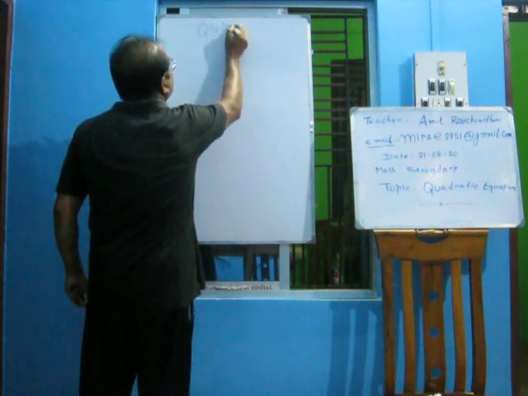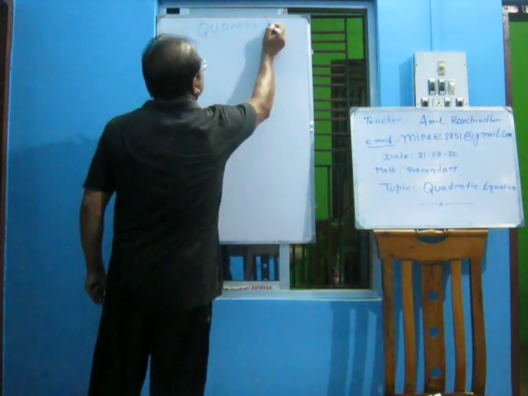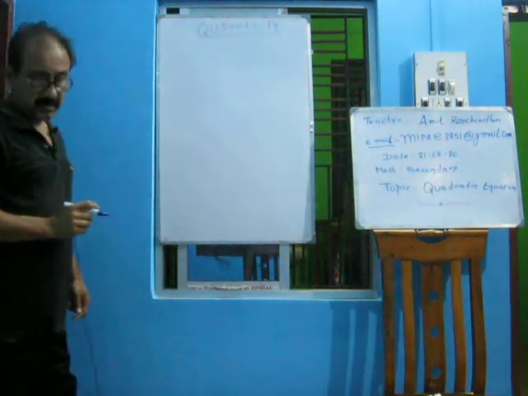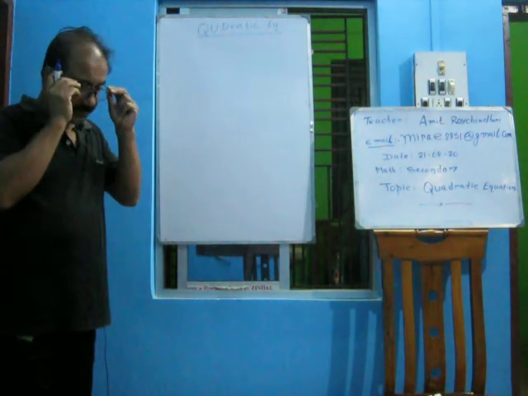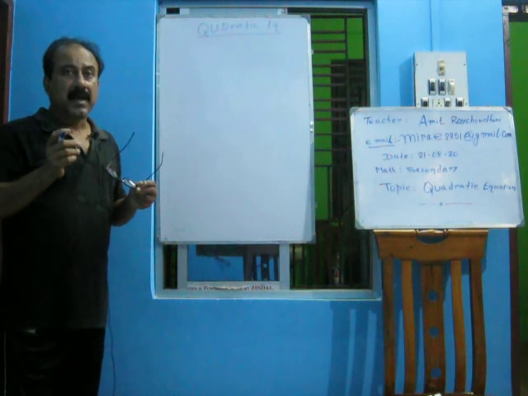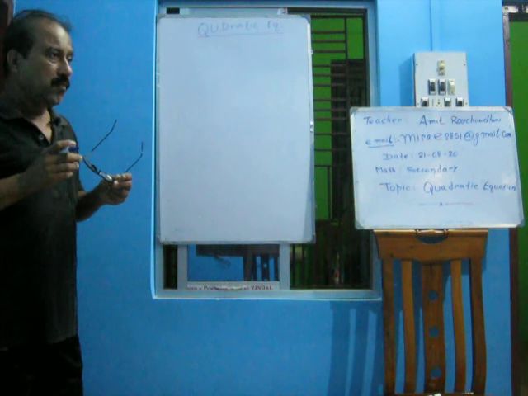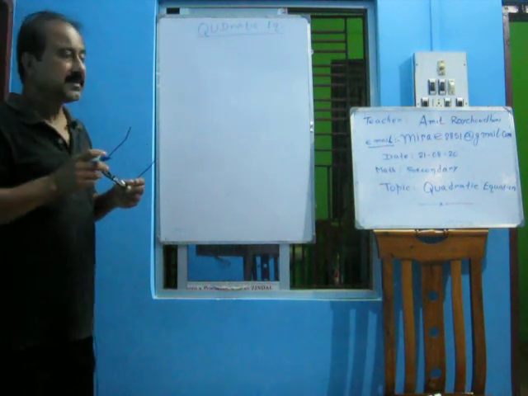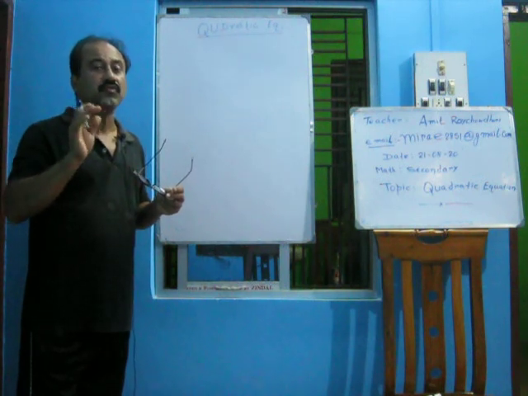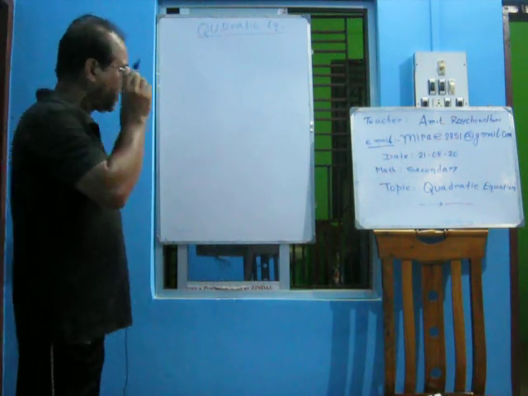So today's chapter is quadratic equation. Now, what is called a quadratic equation? If an equation has a single variable with some integers, and that variable has the power of 2, then it can be called a quadratic equation.